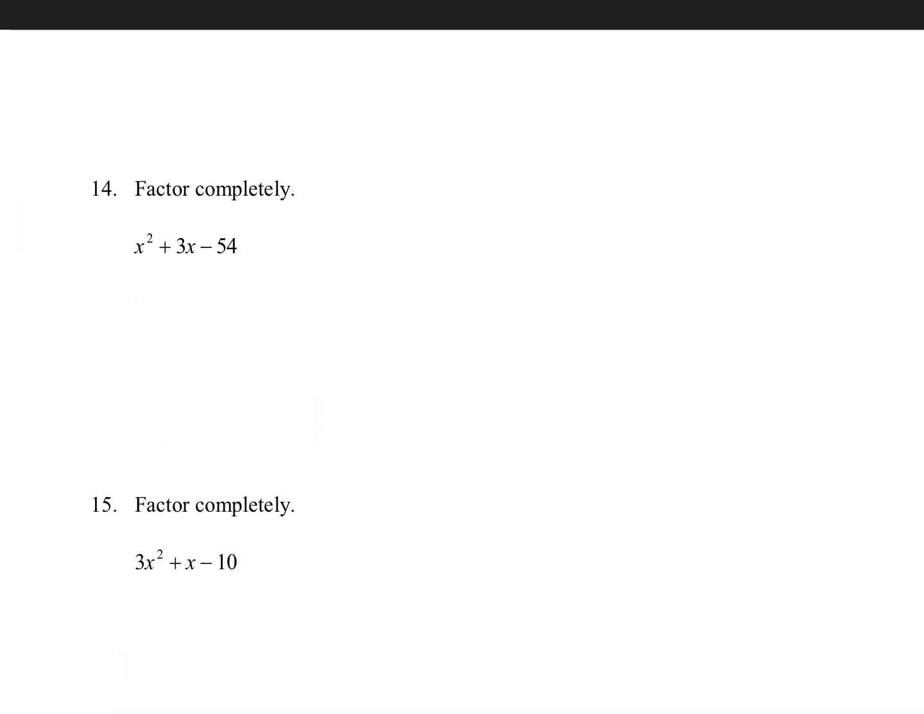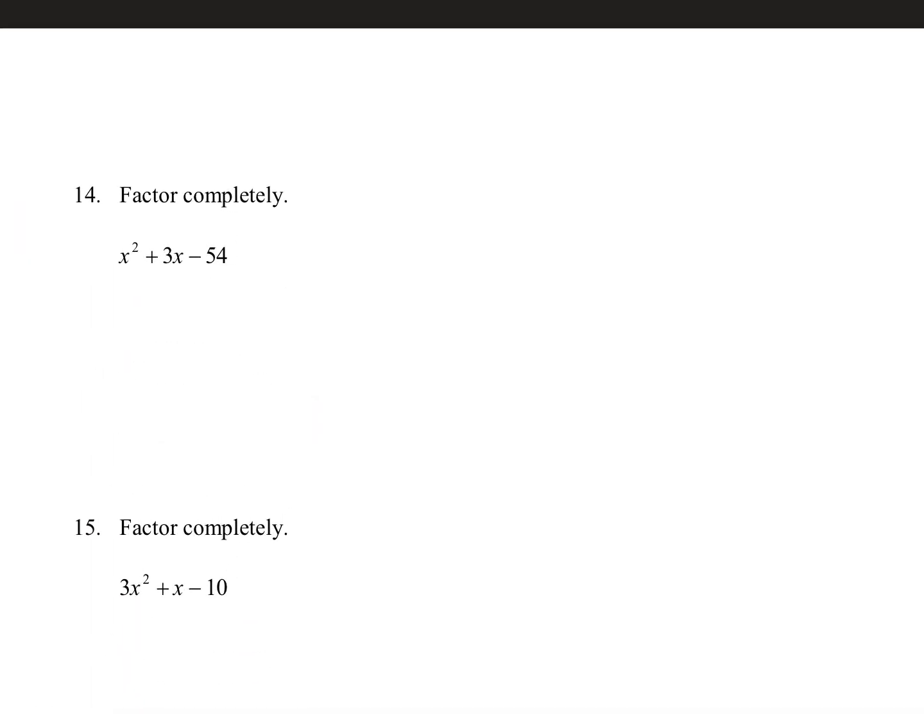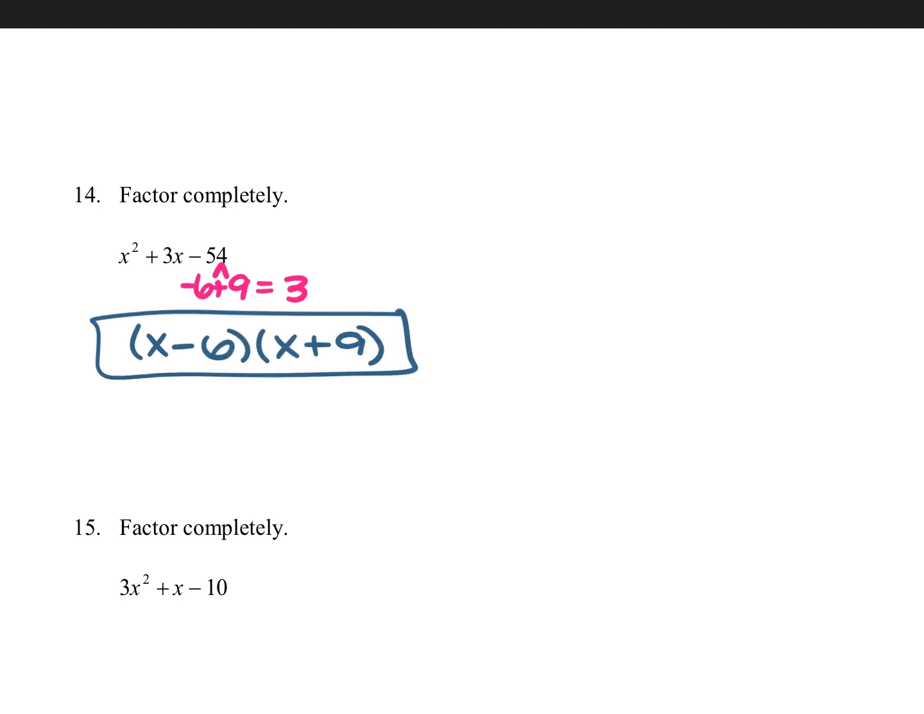For 14, we're factoring completely. We have an a that's 1, so we're finding the factors of negative 54 that add up to be 3. That would be 6 and 9. If 9 is positive, 6 is negative, that gives us a positive 3. So this is just x minus 6 times x plus 9.